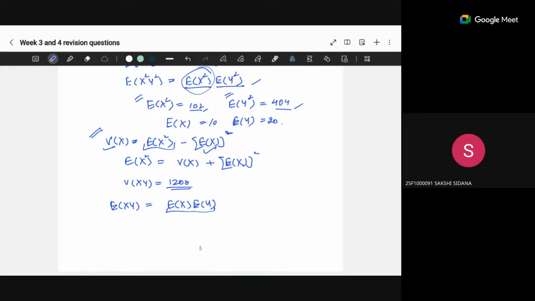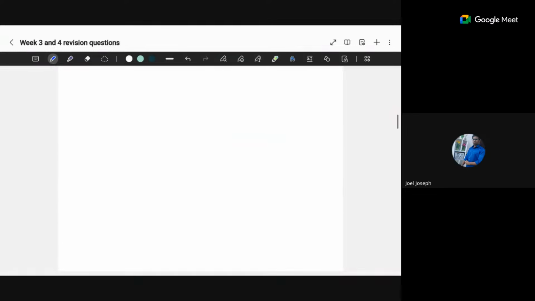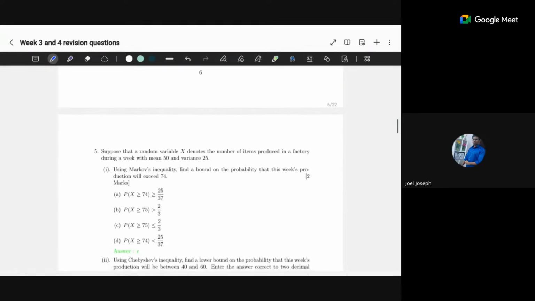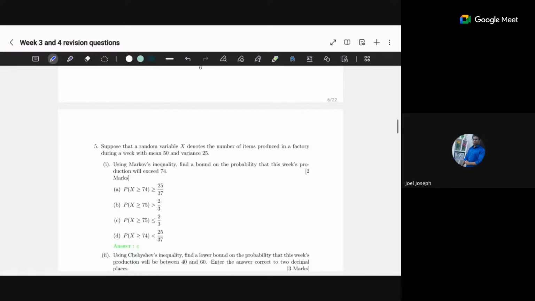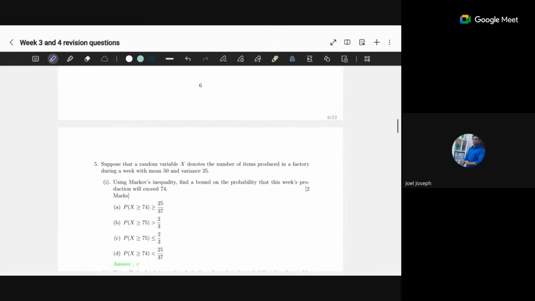Shall we proceed to the next question or should I wait for more people? Yes, ma'am, please proceed. Okay. Now, next question is: suppose that a random variable x denotes the number of items produced in a factory during a week with mean 50 and variance 25. Using Markov's inequality, find a bound on the probability that this week's production will exceed 74.